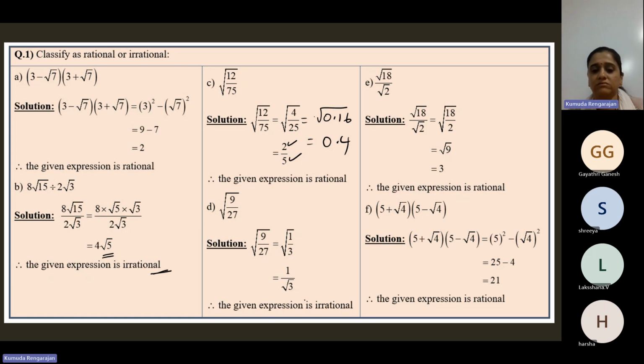This one is 1 by root 3, irrational. So here we have square root of 18 by square root of 2, square root of 18 by 2. So 2 ones are 2, 2 nines are 18, square root of 9, 3, rational. Again, a plus b into a minus b, a squared minus b squared, 21, rational.